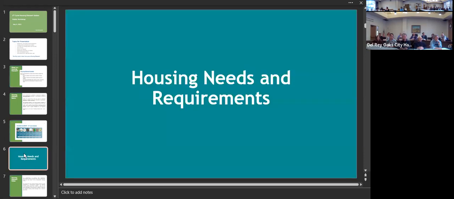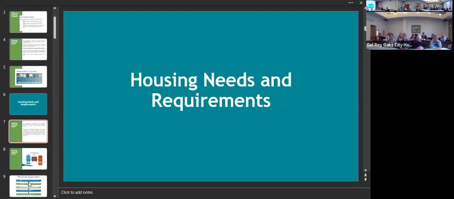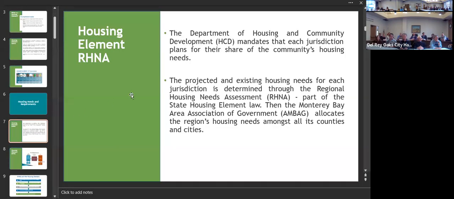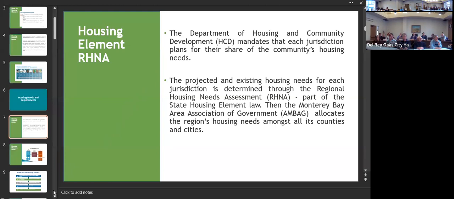Next slide. So the first thing we looked at is what the needs and requirements of the city are, and that's actually developed outside the city. It's done by the state Housing and Community Development department. It mandates that each jurisdiction plan for their share of housing needs. So how do they know what the share is?